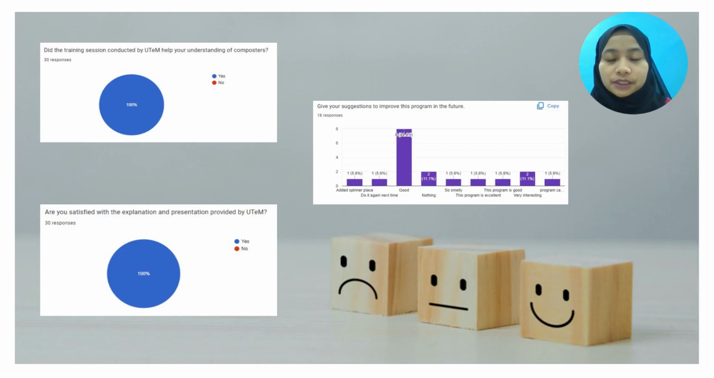This is Section B. Section B covers questions 9 to 11 on the survey on the collaboration of UTM and Sekolah Kebangsaan Tun Syed Ahmad Shahuddin on the compost project. Based on the pie chart, we can see that during the prototype explanation, all students agree that the training session can help their understanding of the composter.